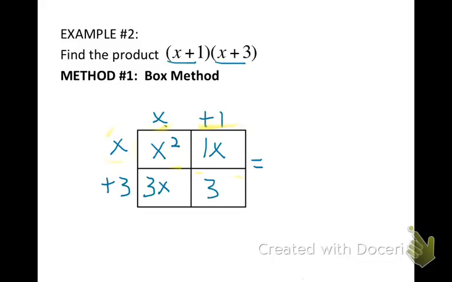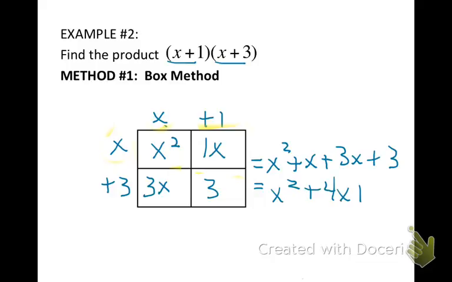So now go back up to the upper left, and you're going to read it like a book. So x squared, and then we'll put in plus or minus signs, so plus 1x plus 3x plus 3. And then we can combine those middle terms, so x squared plus 4x plus 3. So that's the product of the binomial using the box method.